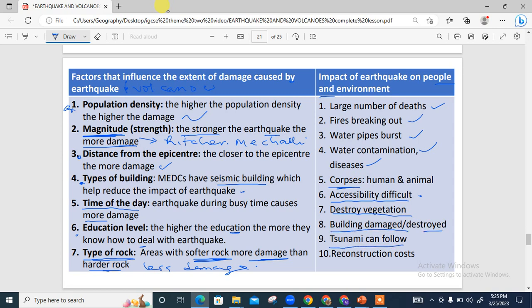A tsunami can actually follow an eruption. And for all this, for you to come back to your normal state, you will have to spend more. So reconstruction costs, all these are major impacts of earthquakes.